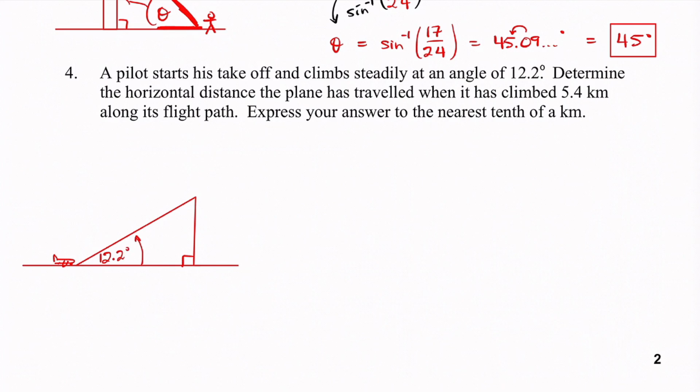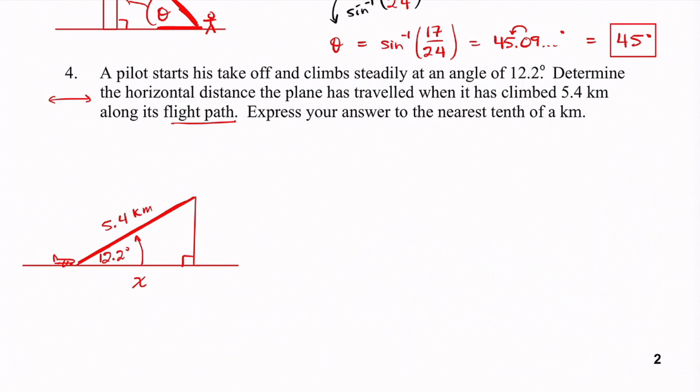And then it asked us to determine the horizontal distance the plane has traveled. So horizontal, again, horizontal is left to right. So the only side that is left to right is this one right here. So we're going to put an X right there. I want to find that. And the next piece of information, it said when it has climbed 5.4 kilometers along its flight path. Okay, and the flight path, that is the path that the plane actually took. So the plane goes up and it starts flying along this line. Okay, so that is the flight path. So that is 5.4 kilometers.